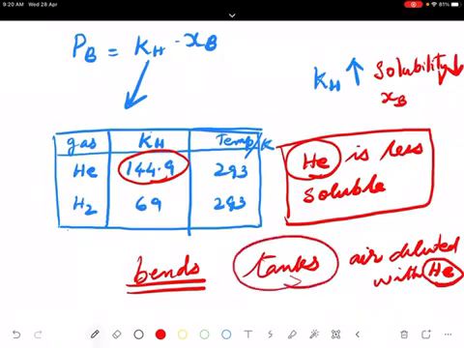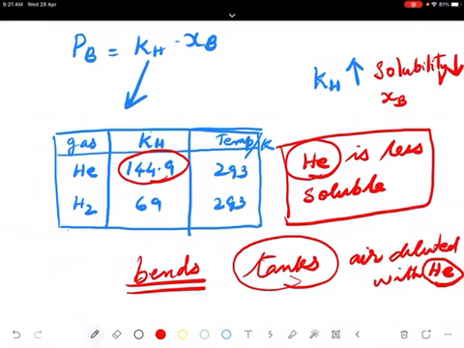the tanks used by scuba divers are filled with air diluted with helium. Otherwise, what will happen? Nitrogen, which has high solubility in blood, will dissolve when the diver goes down. When the diver comes up, the dissolved nitrogen will come out in the form of bubbles, block the capillaries, and the pain will be severe. So that is the significance of the KH value.